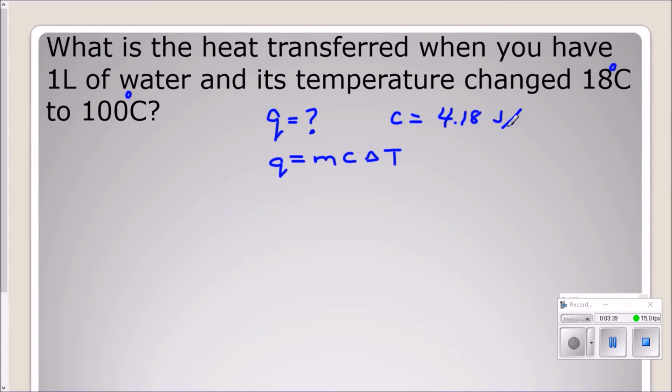Now some of you guys are like, where did you get that, sir? Well, I got it from a table. You guys are going to remember that water is going to have that, but you can always ask for a table if you need the specific heat capacity of a substance. And since we're talking about water, we know it's 4.18.